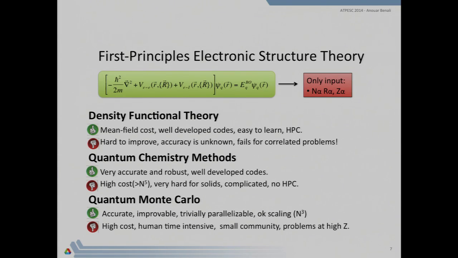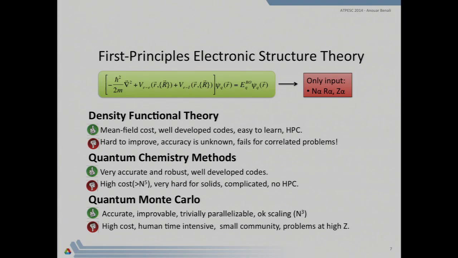However, it's hard to improve because they are codes that are so big, so old, and so stuck in whatever they did before that rewriting a 200, 300,000 line code is almost impossible. And they don't scale very well. And specifically, the accuracy is basically unknown with the number of approximations that we threw in. Quantum chemistry methods, which are the coupled cluster or the CI methods, are very accurate and robust, but the cost is extremely high, and they are not on HPC at all.